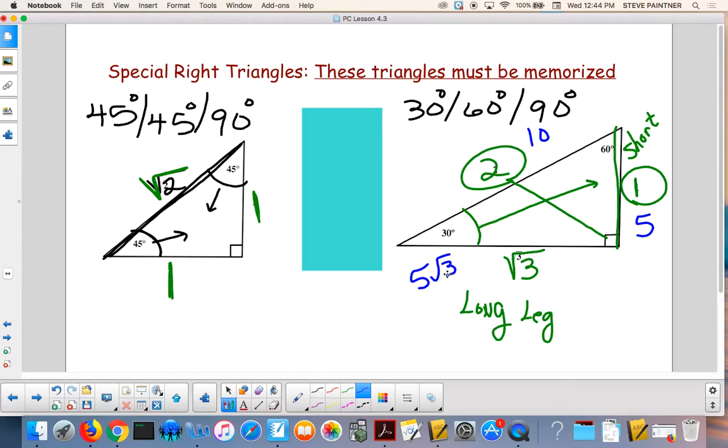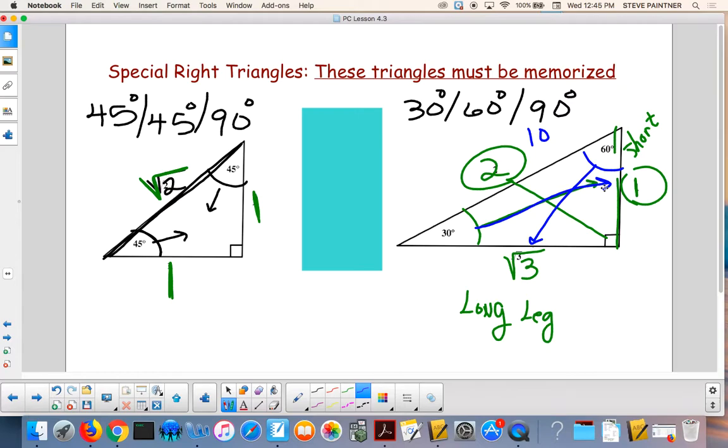But to keep it really easy, we're going with what numbers? 1, 2. We're going to go with 1 for the short, 2 for the hypotenuse, and square root of 3 for the long leg. The long leg is opposite of what? 60. Yeah, opposite of 60 is the long leg. Opposite of 30 is the short leg, and then opposite of the right angle is the hypotenuse, 2.